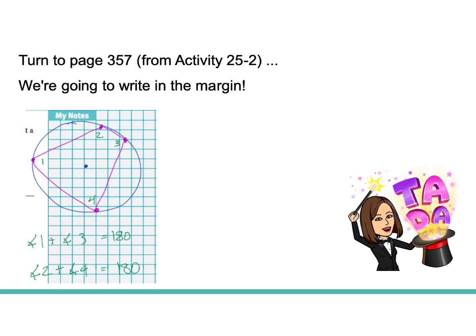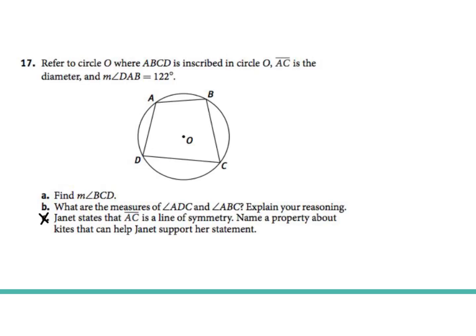Once you have the picture, we're going to practice working with one problem like this in section 25.2. We're going to look at problem number 17. Problem 17 says refer to circle O below, where ABCD is inscribed inside the circle. AC is actually a diameter, and the measure of angle DAB is 122 degrees. Let's go ahead and label some of this information in our picture.